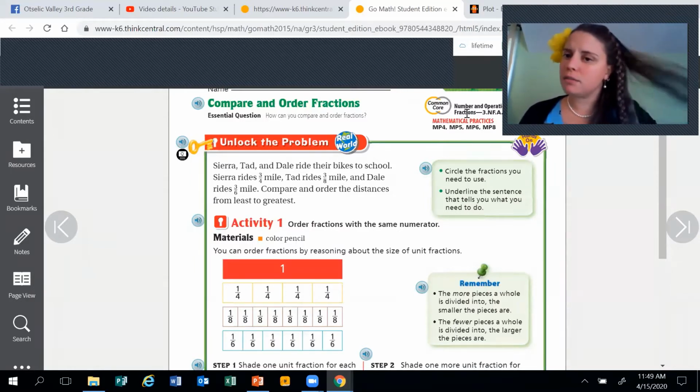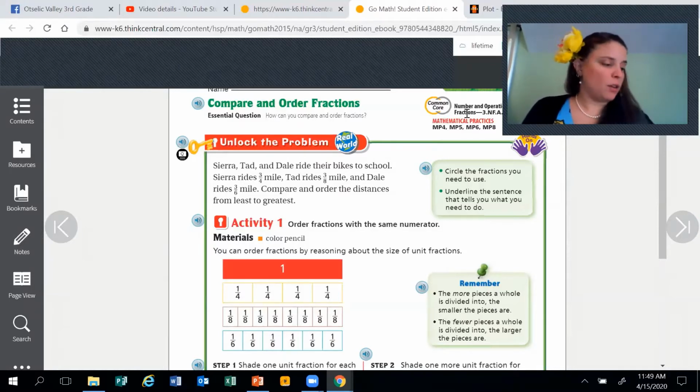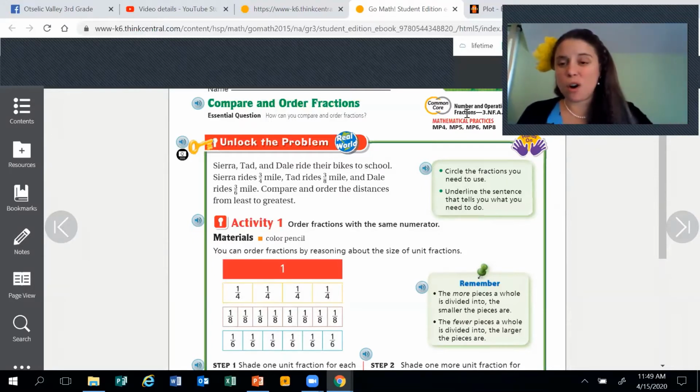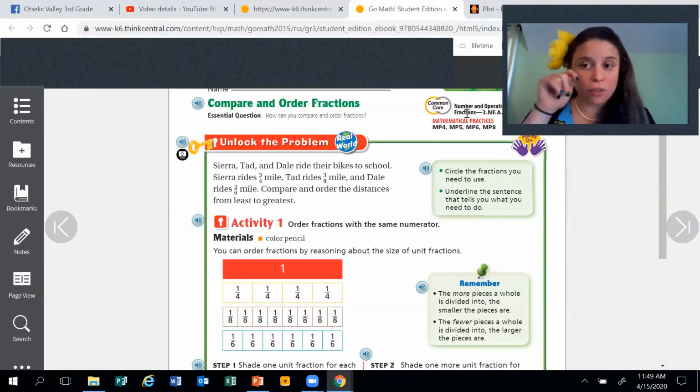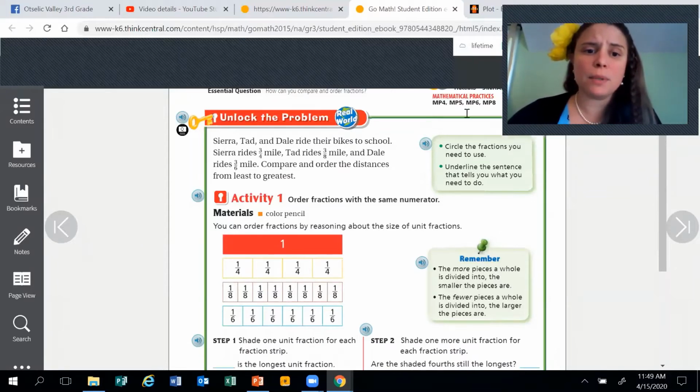And I want you to think in your head, try and think the essential question. How can you compare and order fractions? So you can take out your fraction strips and order them from littlest to biggest or biggest to littlest. Or you could look at the numbers, right? And compare the numbers and see what order they should go in that way. So today we're going to learn a little bit more about this, deepen your understanding about comparing fractions, okay? So let's start with the unlocking the problem.